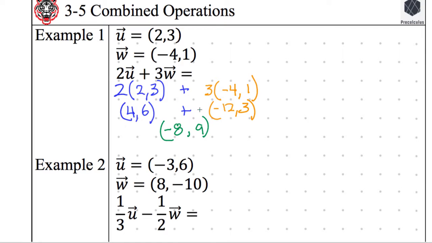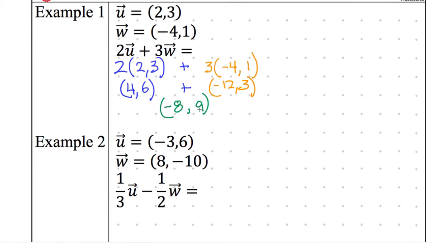Are we ever going to graph these? Yes. And that's where it starts getting hard. We want to make sure that we have a solid foundation on just doing operations with vectors in their component form. Eventually component form goes out the window, and that's where it gets hard.